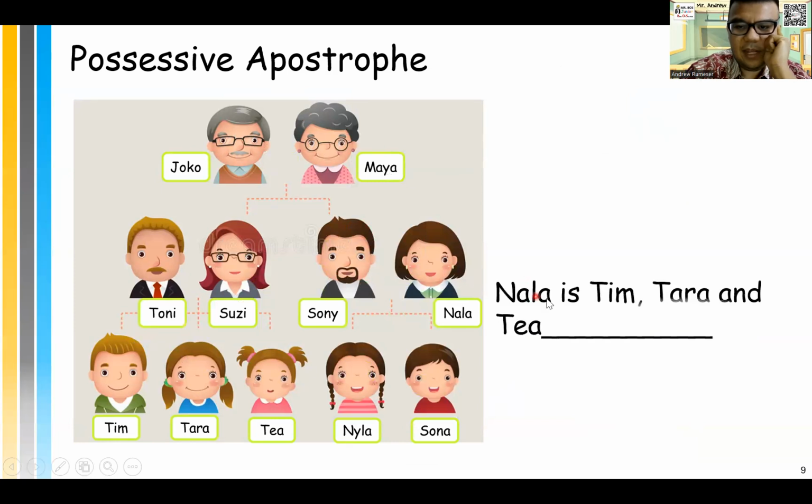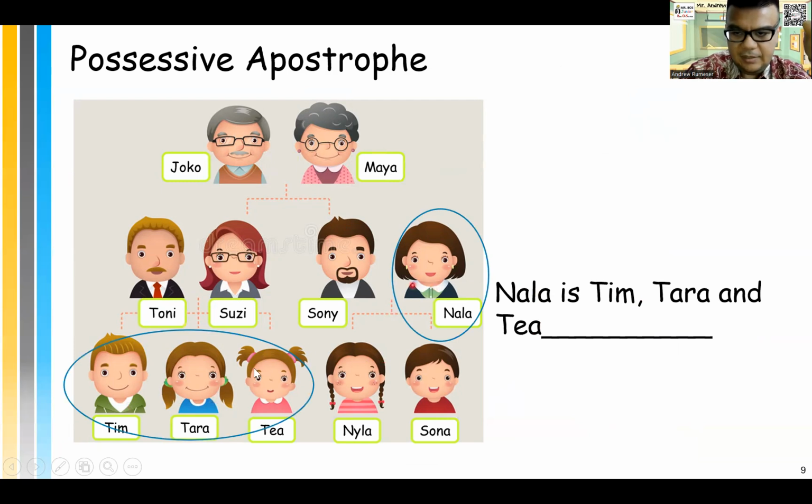Take a look. Nala is Tim, Tara, and Taya's what? Find Nala. Find Tim and Tara and Taya. That's right. Nala is their what? Nala is their auntie, right? Aunt.